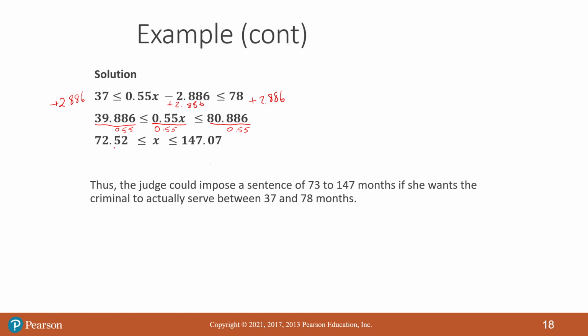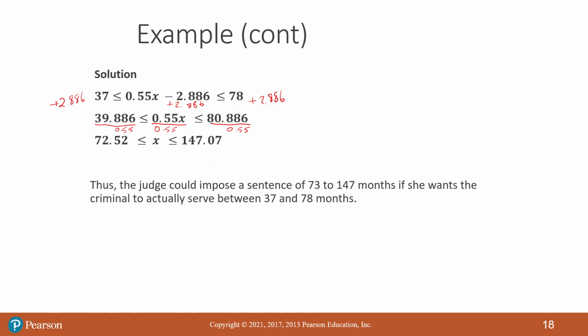I don't expect you to do that division by hand. By all means, use your TI calculator to do that division. So I'm left with 72.52 is less than or equal to x is less than or equal to 147.07, which is what we got when we divided 80.886 by 0.55. Thus, the judge could impose a sentence of 73 to 147 months if she wanted the criminal to actually serve between 37 and 78 months.